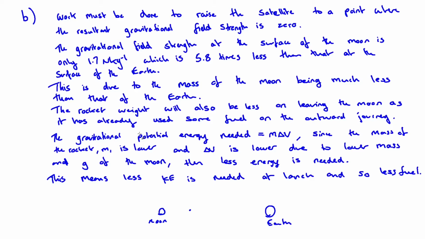So when it leaves the moon, it's leaving a body with a smaller gravitational field, and it has less mass itself as well. So both of those things are going to reduce the amount of gravitational potential energy that the satellite needs to be given to leave the surface of the moon, compared to what it needed to be given to leave the surface of the Earth, because both the mass of the rocket M is lower, and delta V, the increase in gravitational potential that it needs to reach this point where the G fields cancel out, will be lower because of the smaller mass of the moon. So we're going to need less energy.